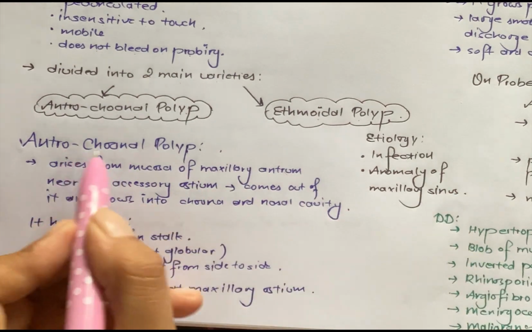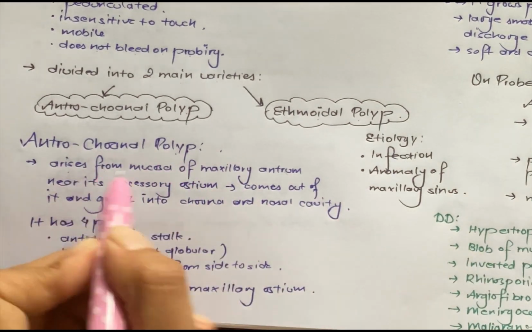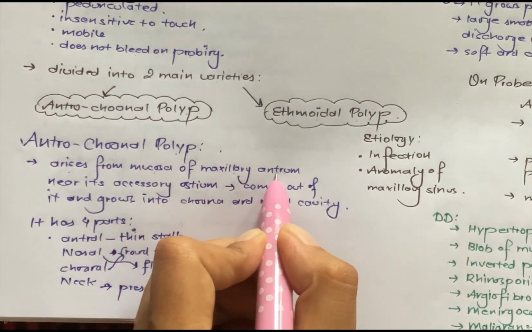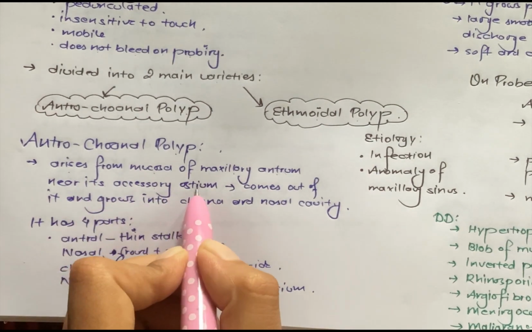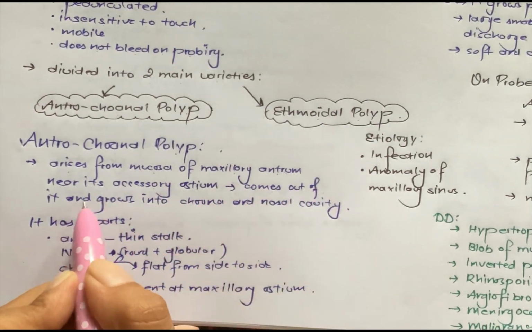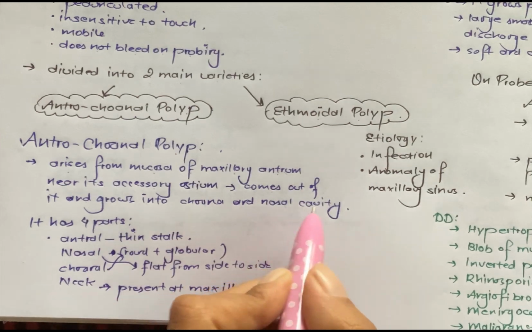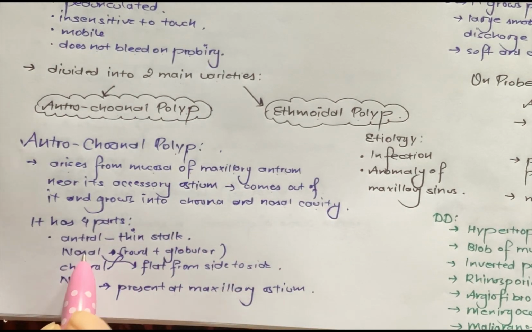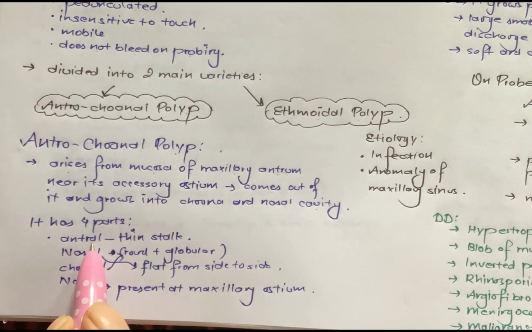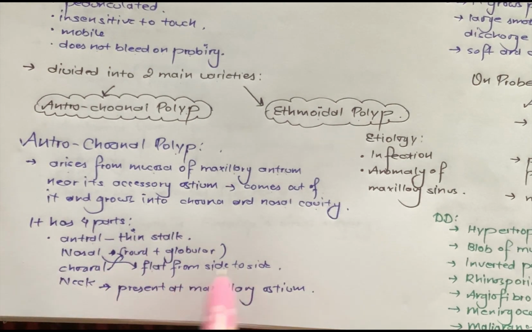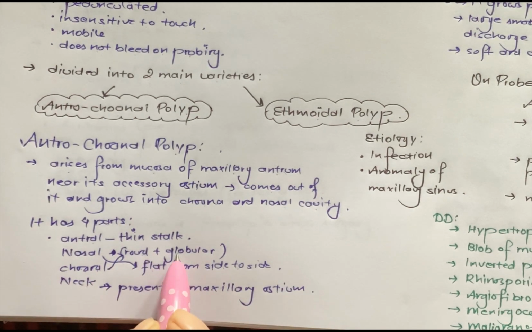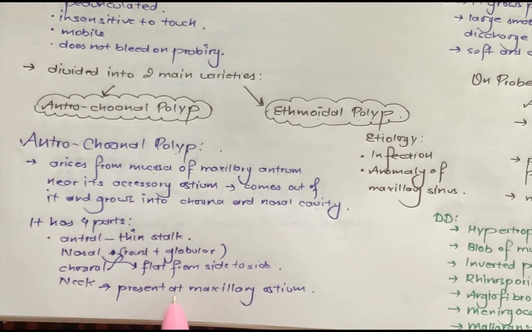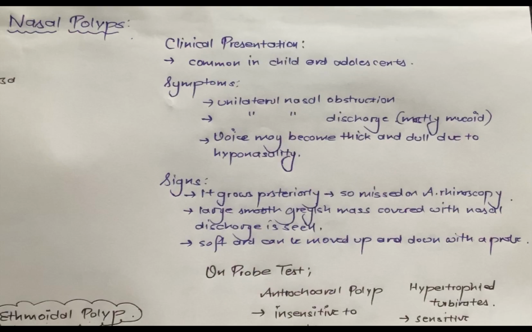Moving on to the antrochoanal polyp, it arises from the mucosa of the maxillary antrum near its accessory ostium, comes out of it and grows into the choana and nasal cavity. It has four parts: antral, nasal, choanal and neck. The antral part is a thin stalk, the nasal part is flat from side to side, the choanal part is round and globular, and the neck part is present at the maxillary ostium.